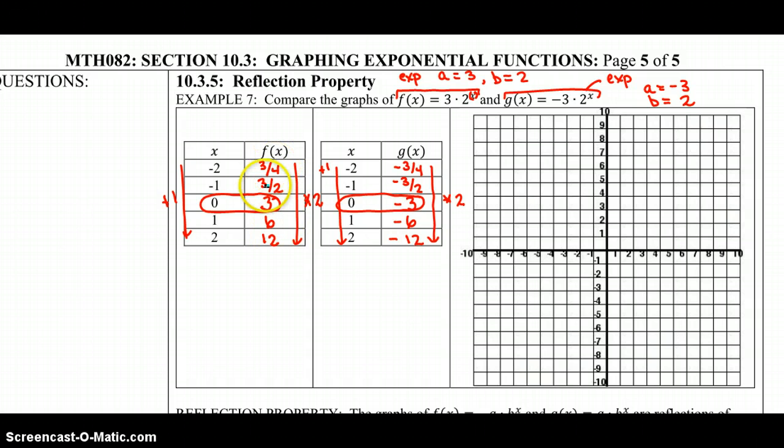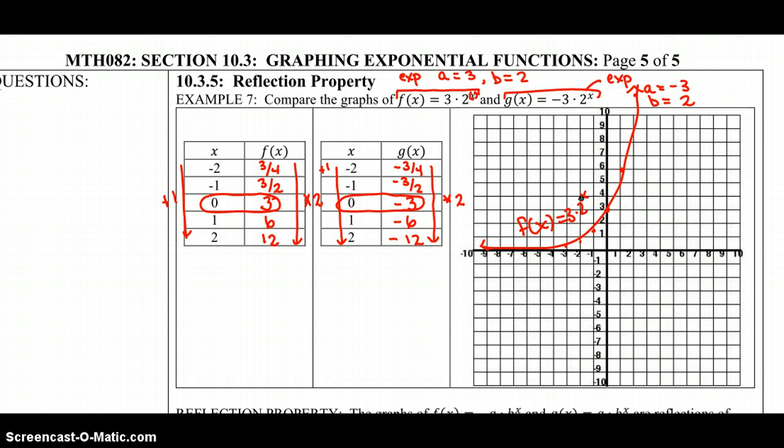So let's first graph f of x. So our y-intercept here at 3, we have a point at 1, 6, another one at 2, 12, a little off screen. And let's see, at negative 1 we had 1.5, and at negative 2 we had 3/4, and so on. Kind of approaches the axis here and gets this bend. Okay, so there's our graph of f of x equals 3 times 2 to the x.